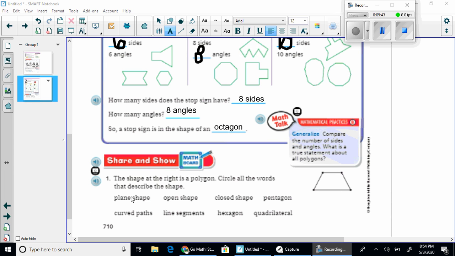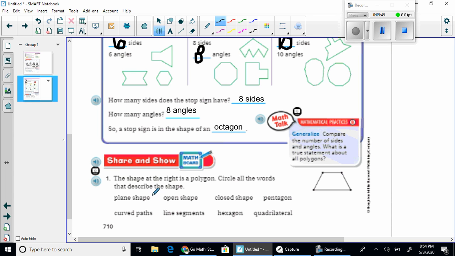All right, so we know that this is a plane shape. Again, it's a plane shape because it is flat. It is not an open shape, so we know that it is closed. It is not a pentagon because a pentagon has 5 sides and 5 angles. We only have 4. It does not have curved paths. It does have line segments from here to here. Those meet at endpoints.